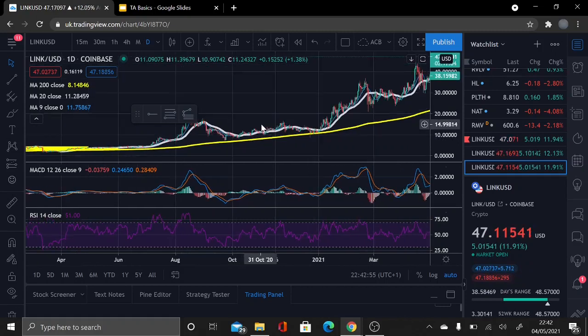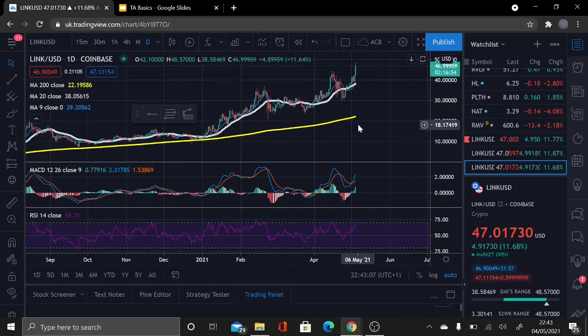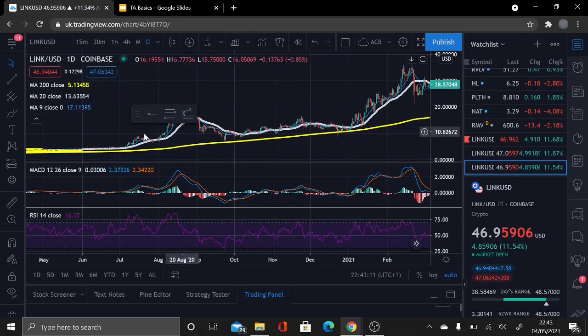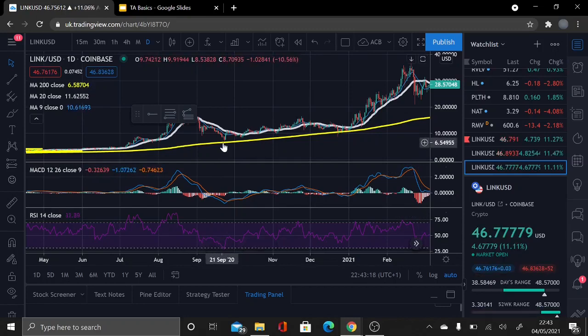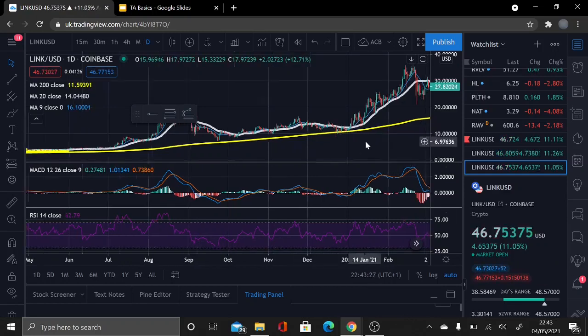Another thing to understand is, if you look at Link, look how perfectly it bounces off the 200 MA. Like I said to you, it's the last line of resistance. It bounced and hasn't retested it since. Again, this could be a place to buy as well. I always say buy at the 200 MA as well, so it kind of converges together. When it hit the 200 MA, RSI was also here at 30.